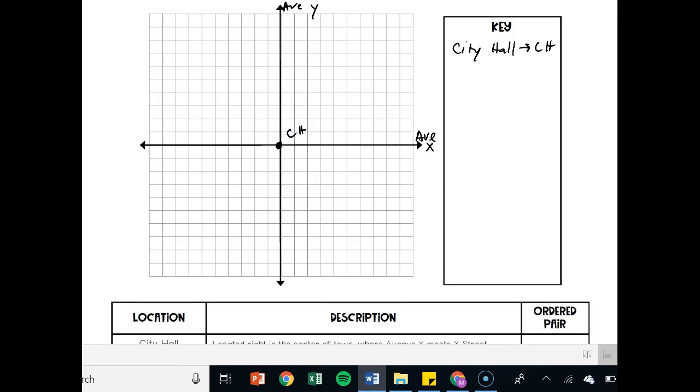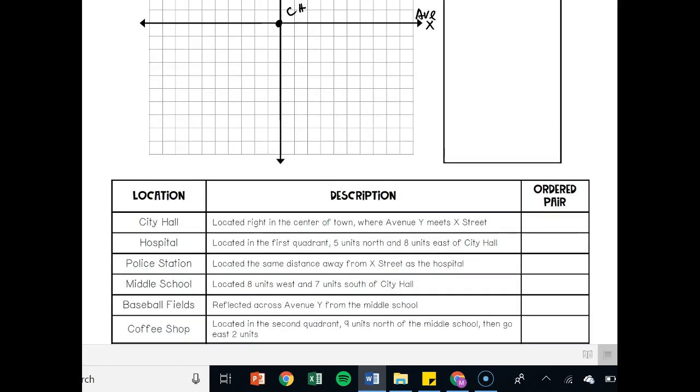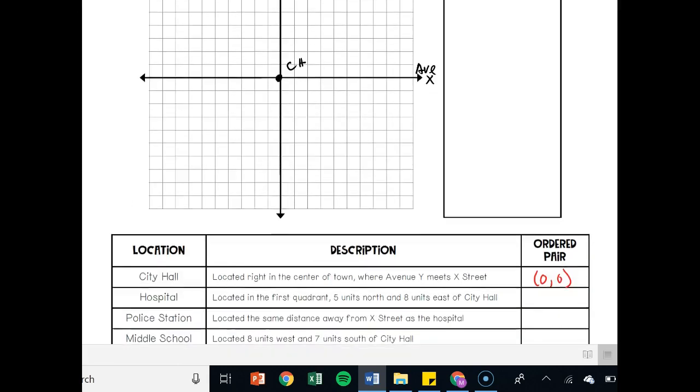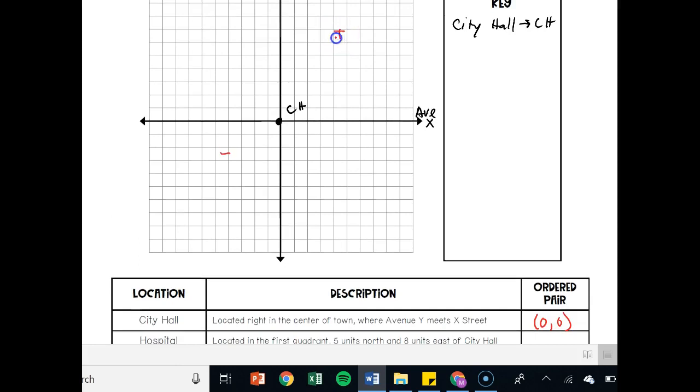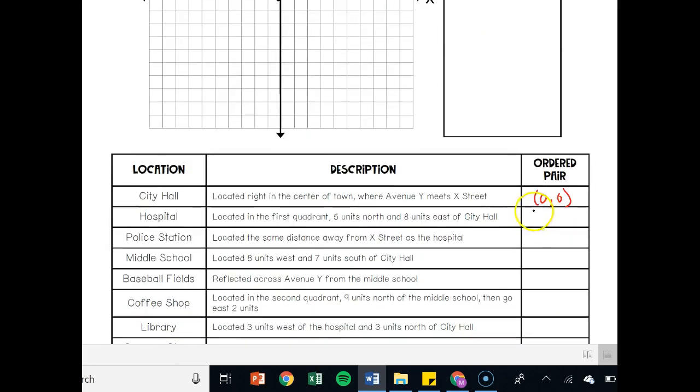Alright, so then as we make our key, basically what we're going to want to make sure to do is make our ordered pair down here at the bottom. So this ordered pair is (0, 0). And so now the hospital is in the first quadrant, 5 units north and 8 units to the east. So here's quadrant 1, and if you go 5 units north, 8 units to the east, you want to go 8 units to the east first. So 1, 2, 3, 4, 5, 6, 7, 8, and then 5 north, 1, 2, 3, 4, 5. So we're going to go ahead and label this H for hospital. You say, hey, I labeled that H, and then its coordinates are (8, 5).